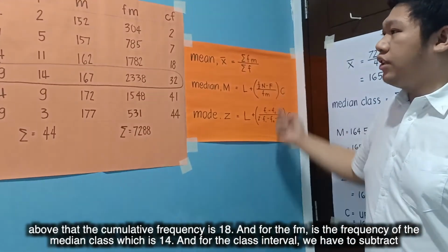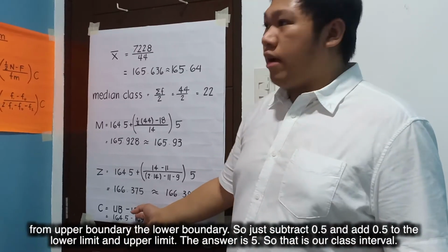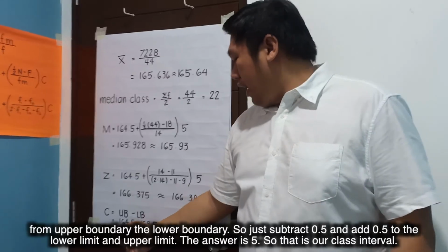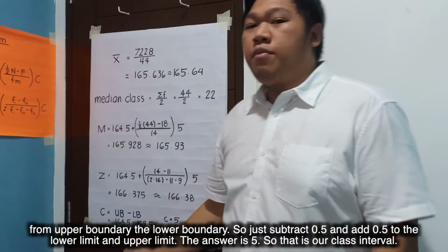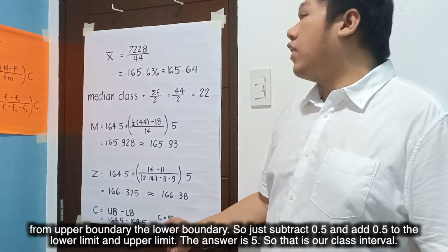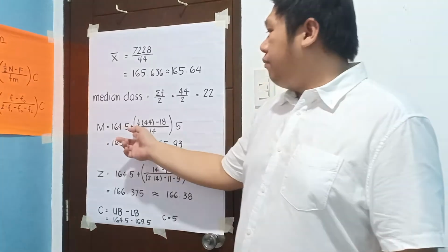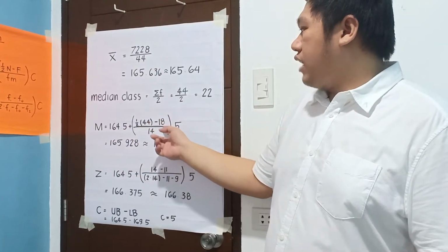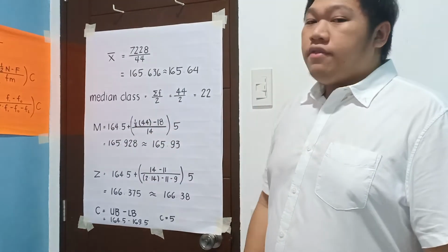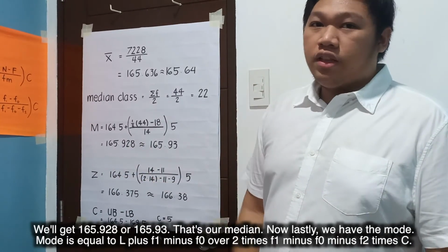And for the class interval, you have to subtract from the upper boundary the lower boundary. So just subtract 0.5 and add 0.5 to the lower limit and upper limit. The answer is 5. So that is our class interval. So input all those data in our formula: 164.5 plus 1/2 times 44 minus 18 over 14 times 5. You'll get 165.92 or 165.93.